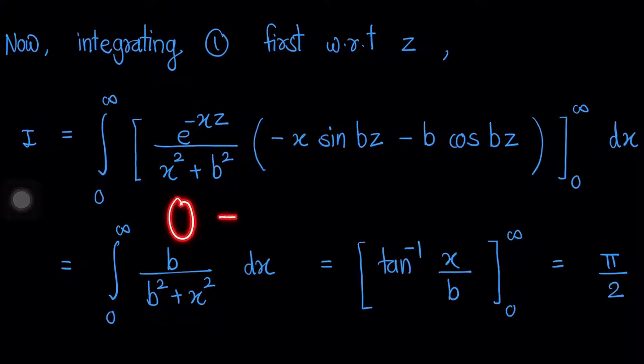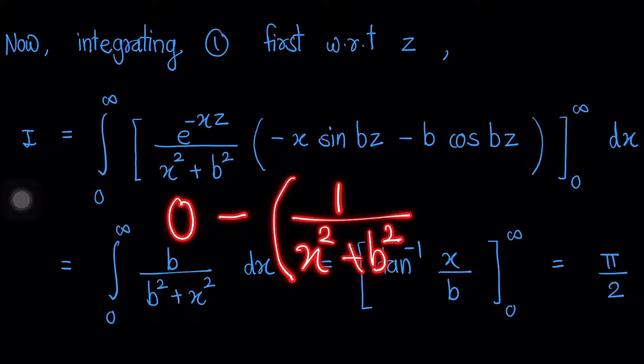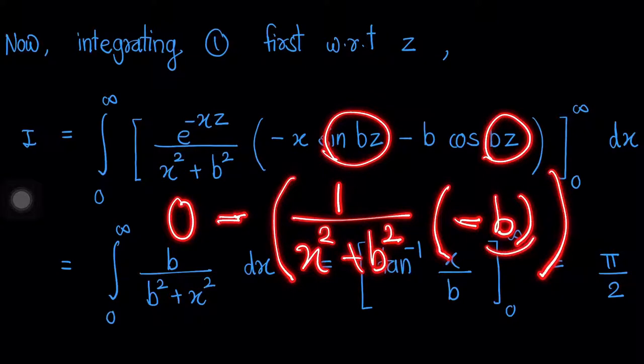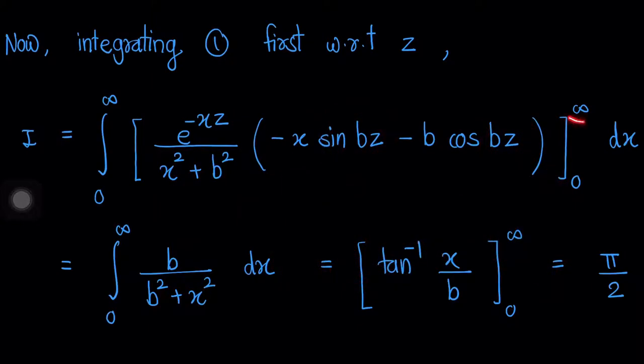So 0, then minus sign. Now we will put 0. So e raised to 0, that is going to be 1 upon this x square plus b square as it is, into, if we put 0, then this sine 0 is going to be 0, and here this cos 0 is going to be 1. So we will have minus of b. So this minus sign and this minus sign, so we will have b divided by x square plus b square. So by putting the upper limit minus lower limit, we will have b upon b square plus x square.